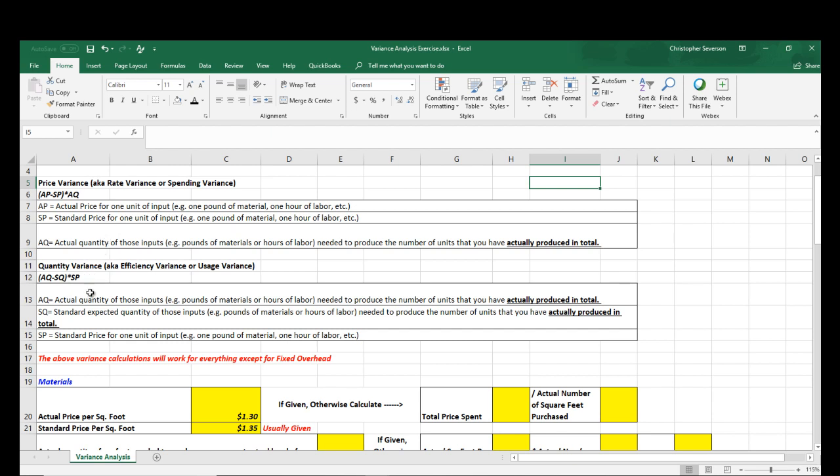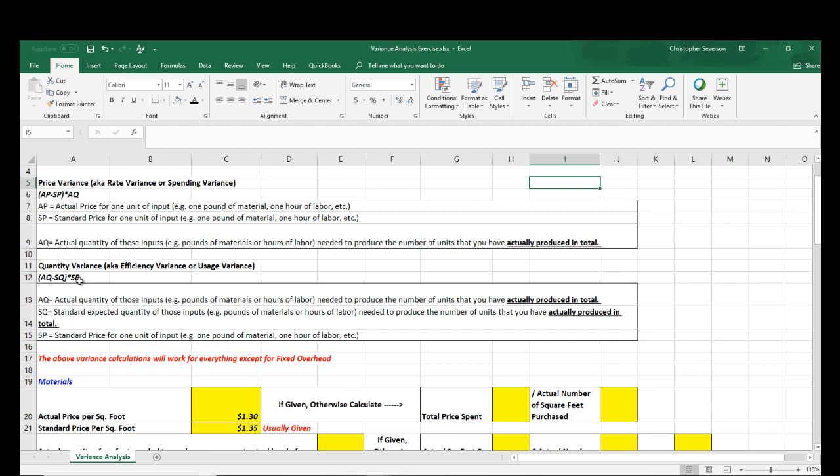The quantity variance, obviously, is the difference between the two quantities, actual and standard, multiplied by the standard price. So I like to refer to these as inside of the brackets or outside of the brackets. If it's the price variance, it's the price that's inside of the brackets, the difference between the two prices, which means the quantity must be outside of the brackets. With the quantity variance, it's the quantities inside of the brackets, actual and standard, multiplied by the price, which has to be outside of the brackets.